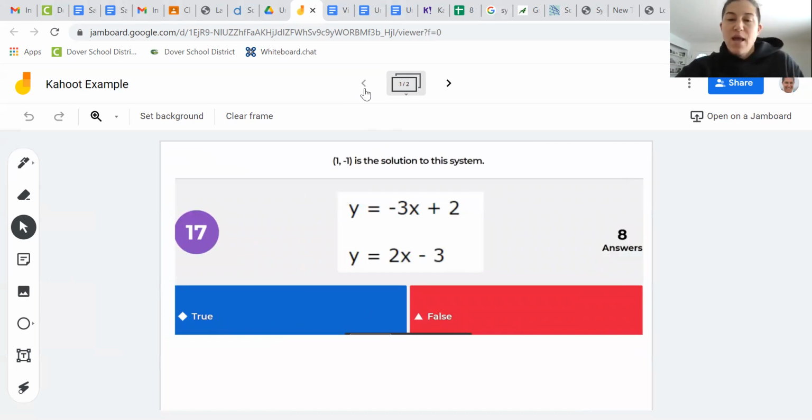So that's how you could have known that, yes, the solution to this system is 1 comma -1, because you plug in 1 comma -1 for x and y, and it comes up with 2 true statements. It's true. So yes, that's a solution to the system.